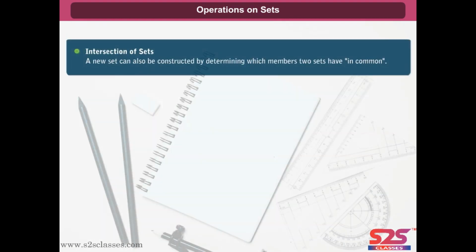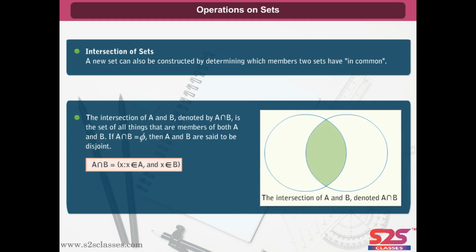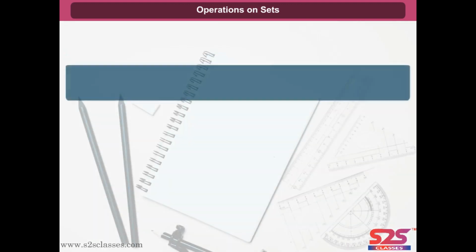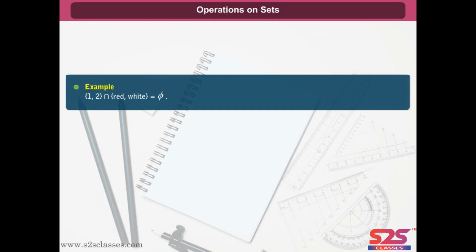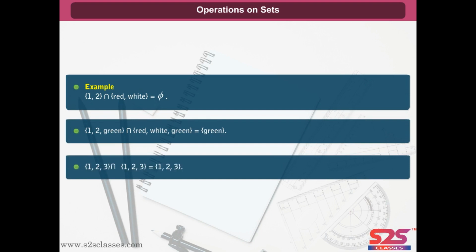The next operation is the intersection of sets. A new set can also be constructed by determining which members two sets have in common. The intersection of A and B, denoted by the symbol, is the set of all things that are members of both A and B. If A intersection B is an empty set, then A and B are said to be disjoint. Look at the examples. In the first example, the intersection of two sets, {1, 2} and {red, white}, is null as there is no element in common. Similarly, look at the other two examples.